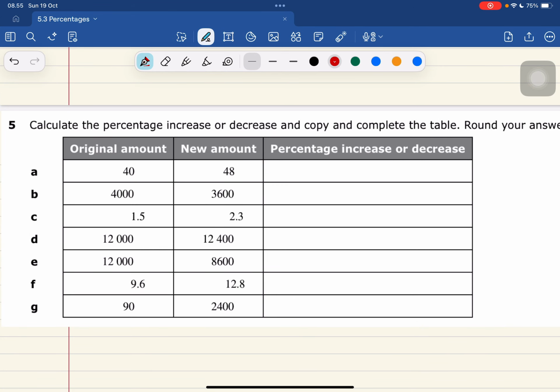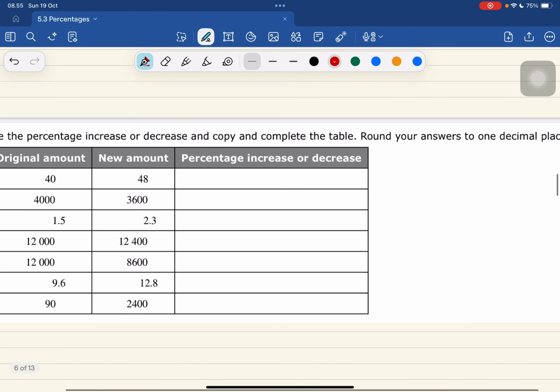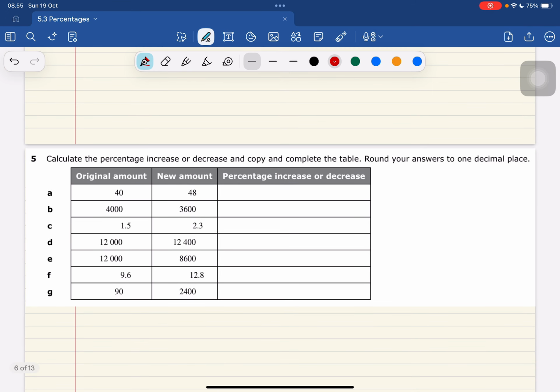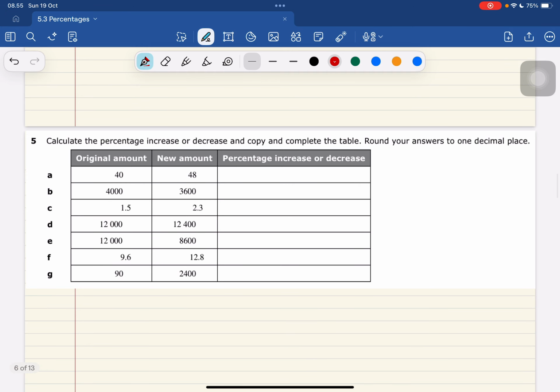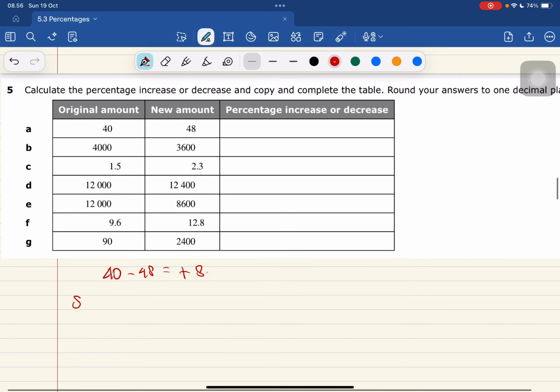Okay, calculate the percentage increase and copy the table. Round your answer to one decimal place. So 40 to 48. First we got 40 to 48, which is an increase by 8. So let's find it. 8 over 40 times 100. So this we can simplify first. Both of them we divide by 8. So it will give us the answer 1 over 5.